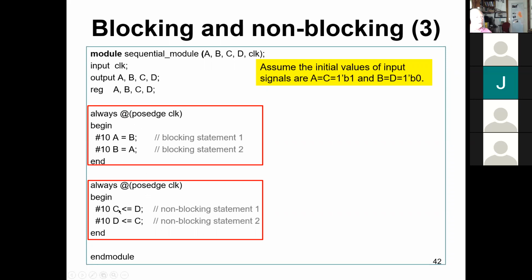And what's the value of C and D when you get done with this code, when it runs? C would be 0 and D would be 1. D would be 1. That's correct. Yeah, it's exactly what happens. Does everybody see that?